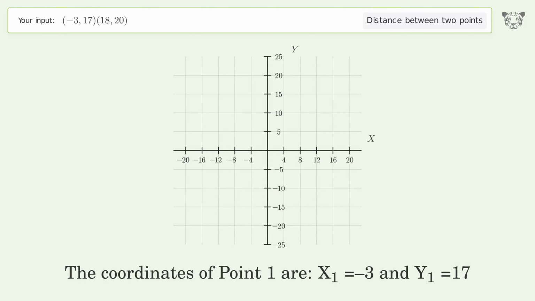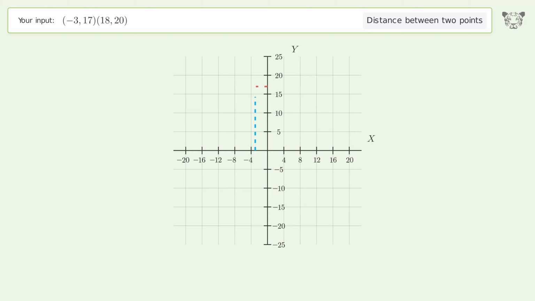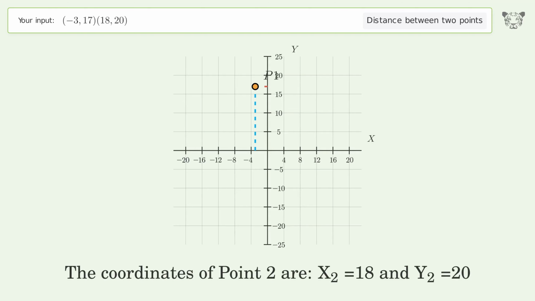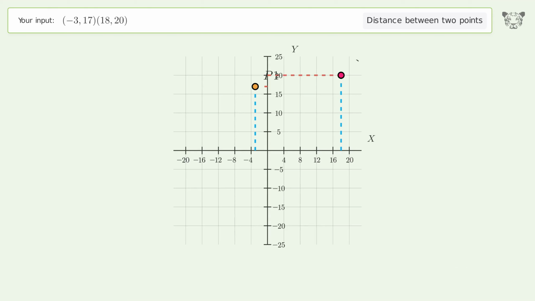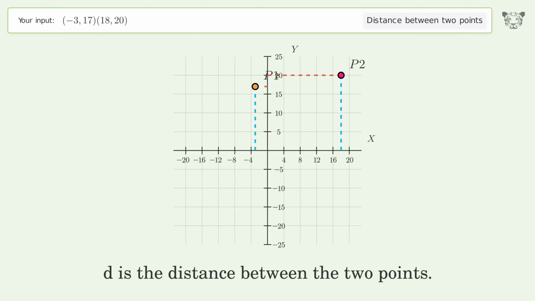The coordinates of point 1 are x1 equals -3 and y1 equals 17. The coordinates of point 2 are x2 equals 18 and y2 equals 20. D is the distance between the 2 points.